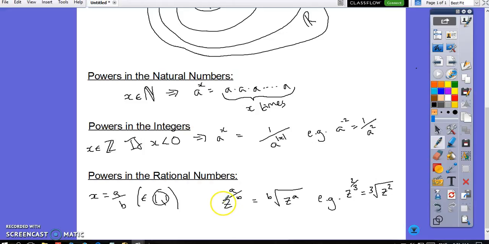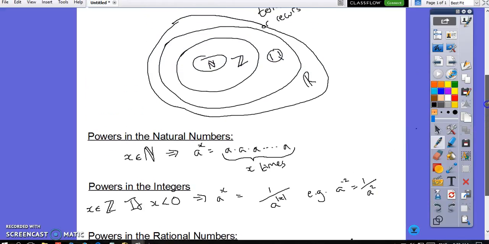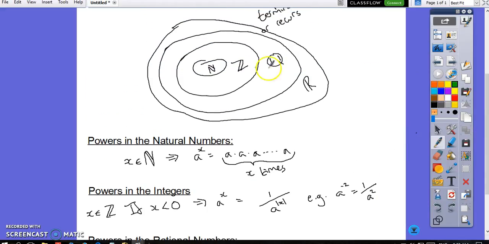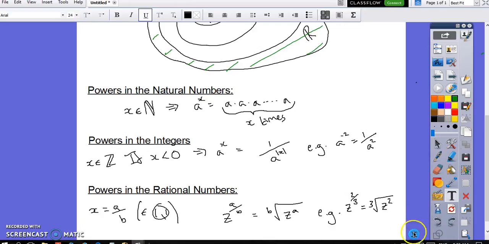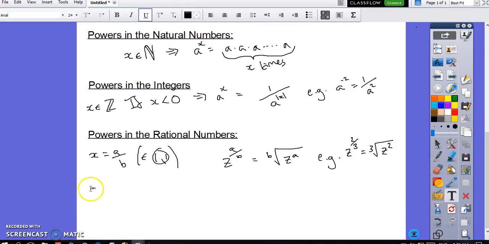What we haven't looked at, though, are irrational powers. That's the set of numbers that are in this area of our diagram. So the real numbers that are not rational, they must be irrational. And of course that's what we're going to be looking at today. So, irrational powers.